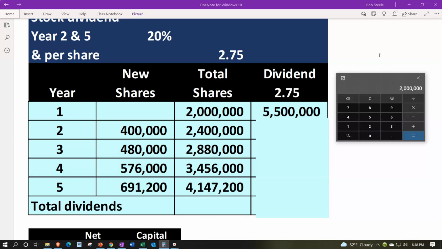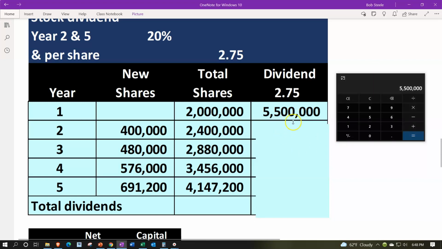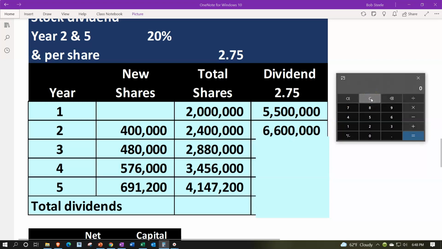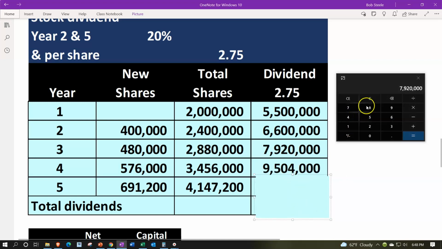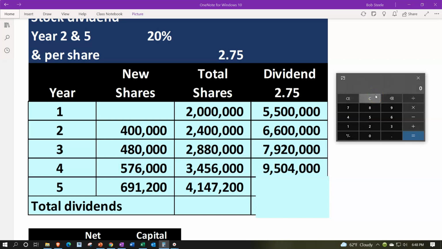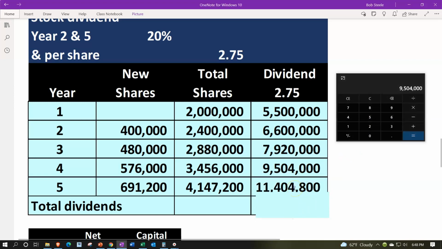So that's good. So anyways, the 2 million times 2.75 is going to give us the 5,500,000 for the dividends in year 1. And then in year 2, we got the 2.4 million times the 2.75, which is going to give us the 6,600,000. And then in year 3, we have the shares of 2,880,000 times the 2.75. That's going to give us the 7,920,000. And then in year 4, we've got the 3,456,000 times the 2.75, giving us the 9,504,000. And then finally, I won't even do the last one, but it's going to be the 11,404,800.